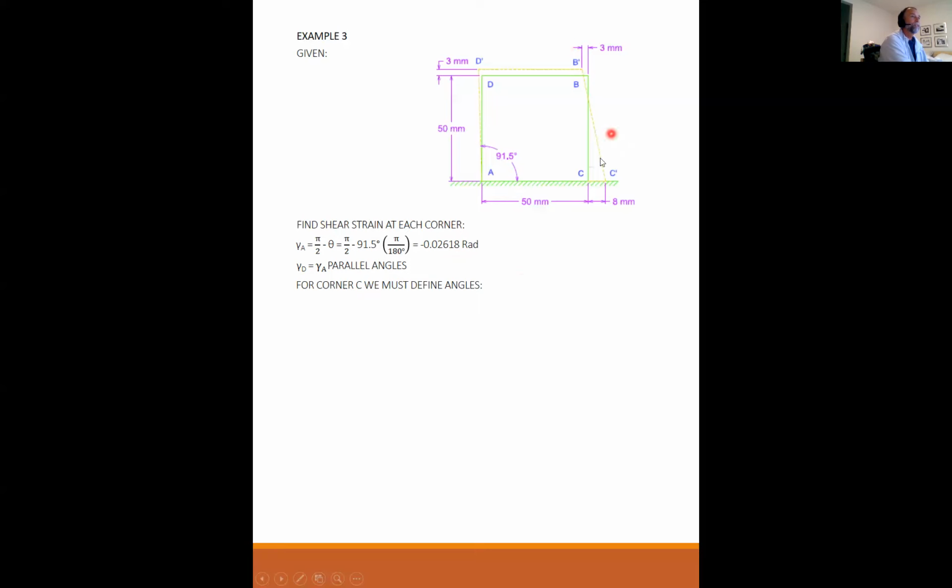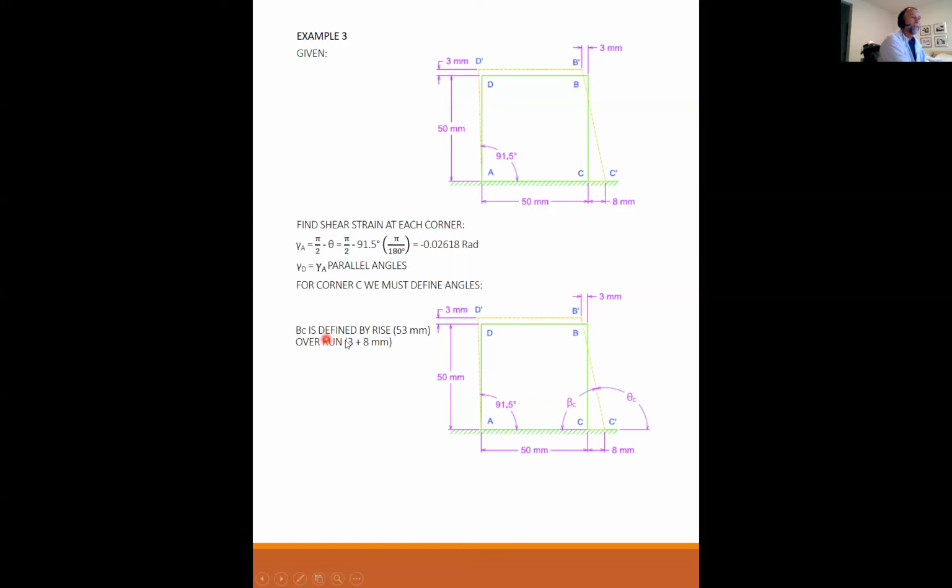Corner C is a little bit different. This is a totally different angle than this angle. So for corner C, I'm going to define a few variables here. This is my theta C that I'm looking for, but this is a beta C that I just made up so that I can get my hands around what theta C might be. Beta C is the angle from the slope to the horizontal.